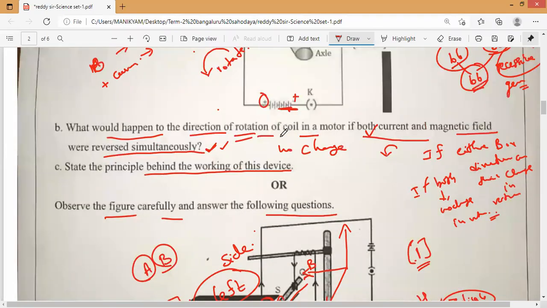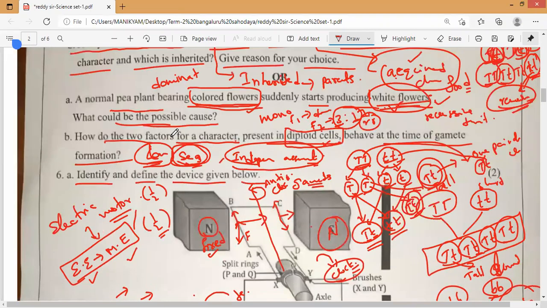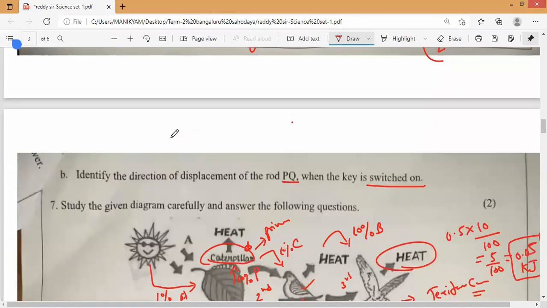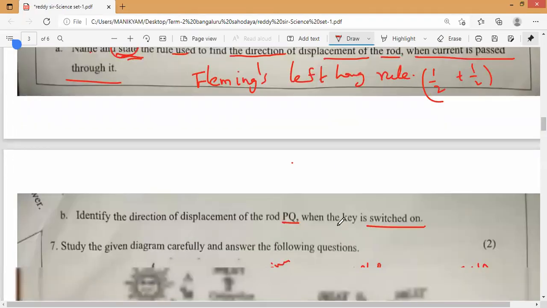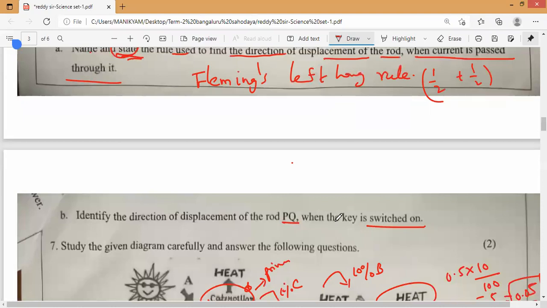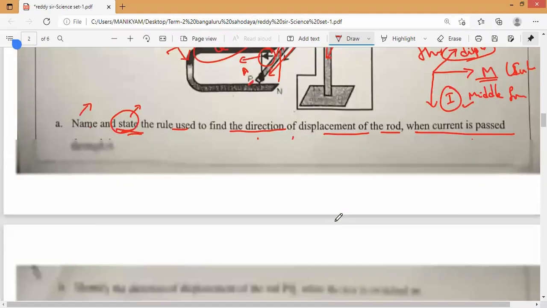7B. State the principle. This is what could happen to the direction of rotation of the coil. Question: identify the direction of displacement of the rod PQ when the key is switched on. Which one? Sir, down. Doubt, which one? This one? Sir, down. No doubt. Scroll down.